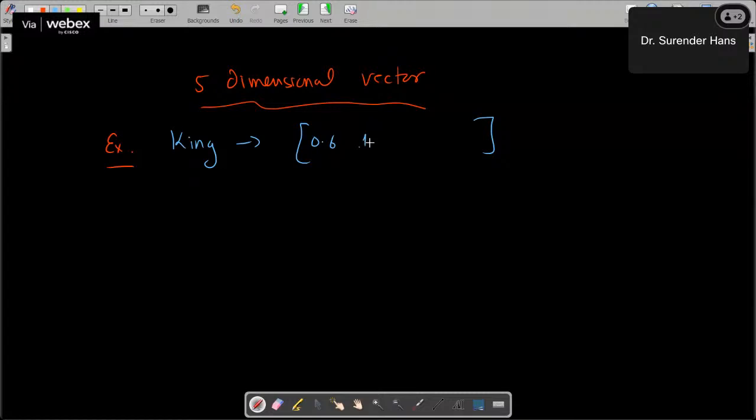Now the interesting thing is that we are able to capture the semantic meaning of these words. If two words are very similar, then their vectors will also be similar. King and queen look similar. So if the semantic meaning is the same, then the vector will also be the same.